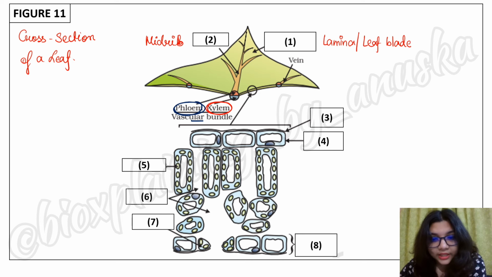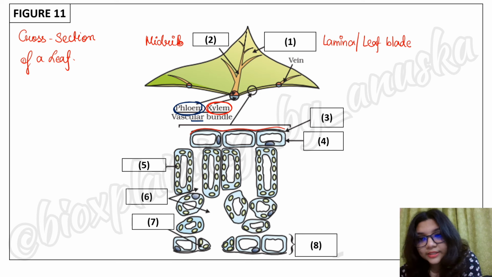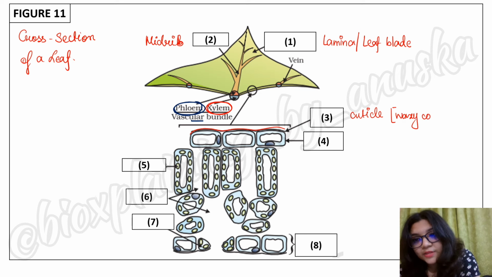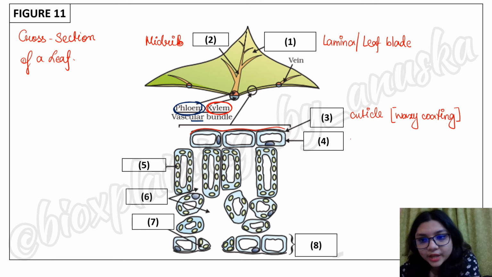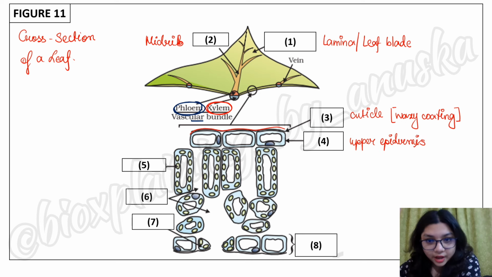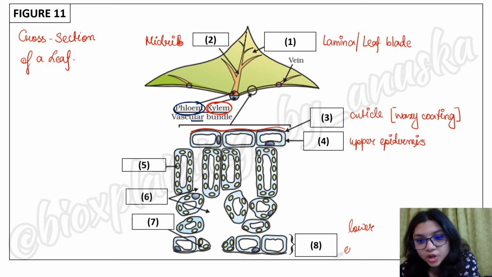Now, see this number 3 that's shown, the top part here. What is this? This is the cuticle. And what is the cuticle? The cuticle is a waxy coating that prevents excessive loss of water via transpiration. Number 4, we have the upper epidermis. This is the layer of cells on the upper side, and I'll just skip to number 8. Number 8 is the same thing, that is, it is the lower epidermis.